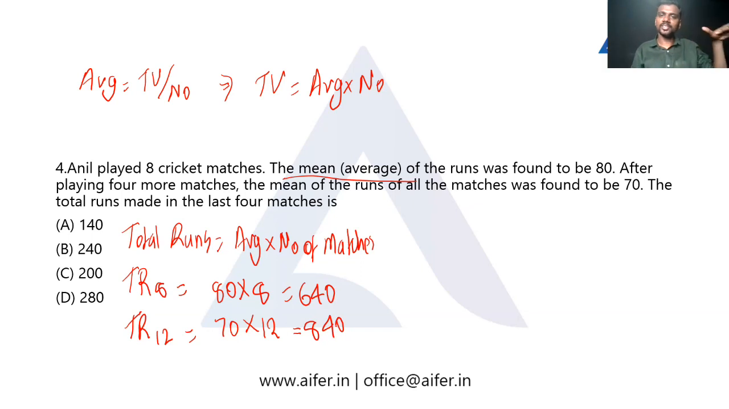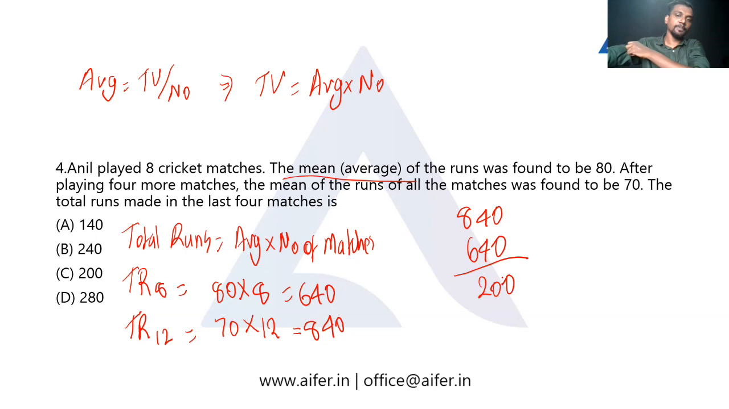It's simple. The total runs in 12 matches is 840 and the total runs in 8 matches is 640. So the total runs in the last 4 matches will be 840 minus 640, that is equal to 200. We have 200 as the correct answer.